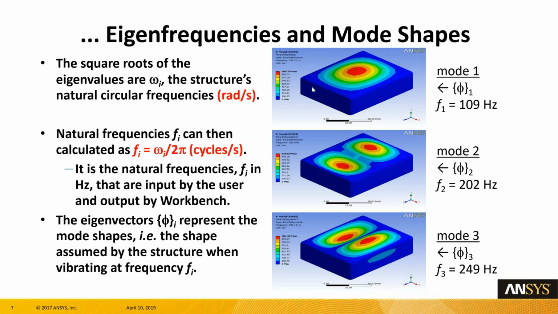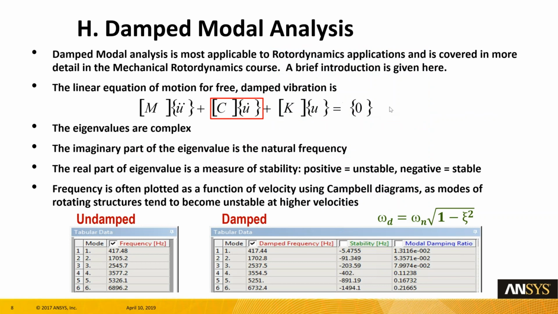And if you would like to get the real magnitude of any excitation, then you have to take it a step further and do either a transient dynamic analysis or a harmonic analysis. So the only thing that we get out of the mode shape plots is the mode shape and the natural frequency. Like mode 1 is 109 hertz, mode 2 is 202 hertz, mode 3 is 249 hertz. So then the question is, how can we do a damped modal analysis? How can we bring damping into the system?